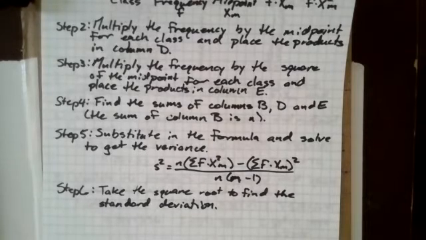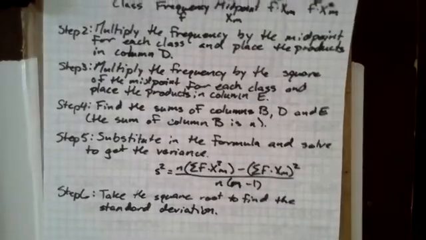S squared is equal to n times the sum of f times xm squared, minus the sum of f times xm quantity squared, all over n times n minus 1. And finally, we take the square root to find the standard deviation.